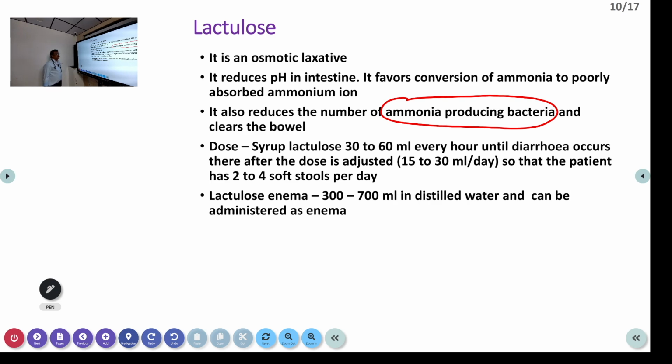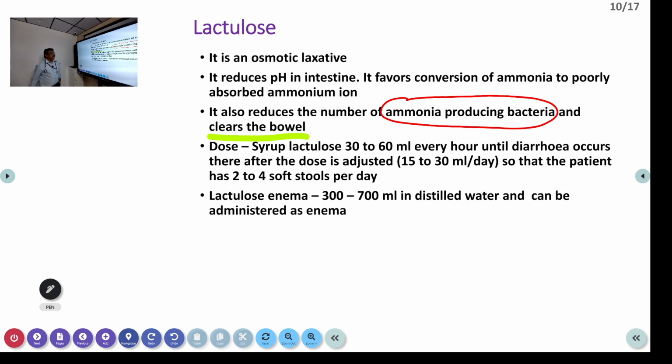So ammonia producing bacteria can be cleared from the stomach because there are multiple actions. It reduces the pH of the intestine so that it can reduce the bacterial overgrowth. It removes the stools from the stomach so that the accumulation of bacteria will not be there. So two reasons it clears the bowel. That is the most important thing.